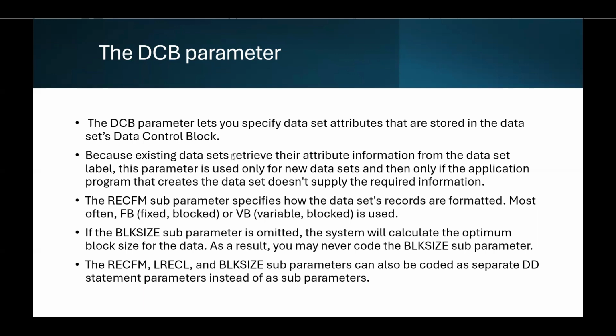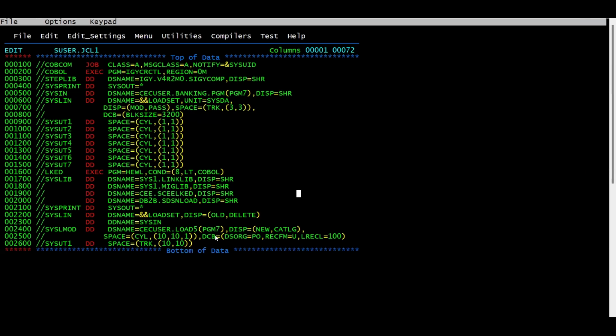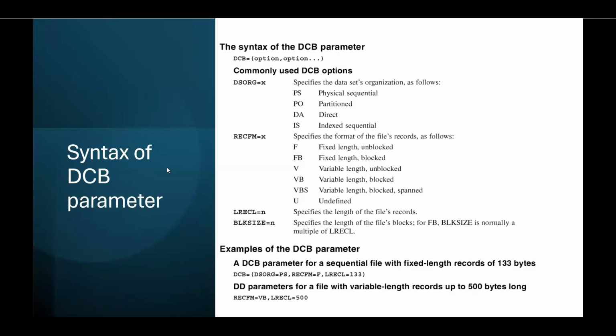So let me explain what that means. For example, I'm creating this file. I have provided the disposition parameter and my space parameter. Here, I need to provide my DCB parameter. So here we have the record format, which is FB. Then we have the record length as 100, and then we have the organization as PO, like partitioned organization. In this syntax, you will get a better idea about the DCB parameter.